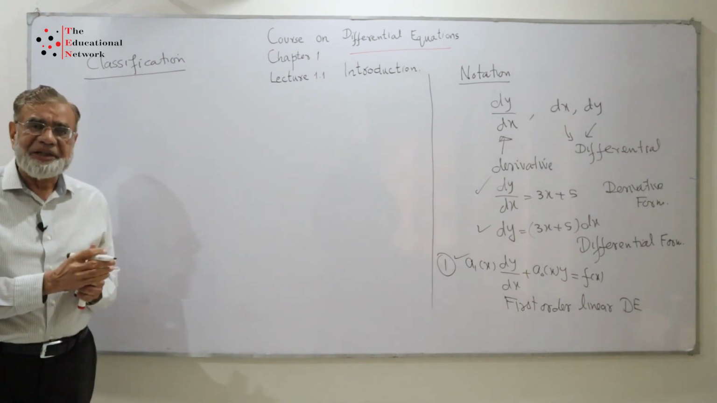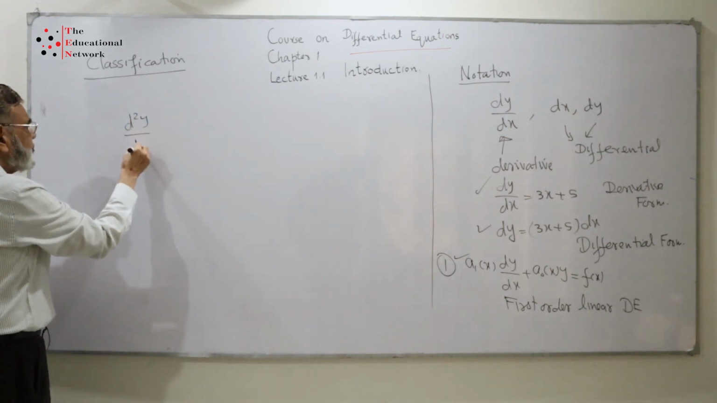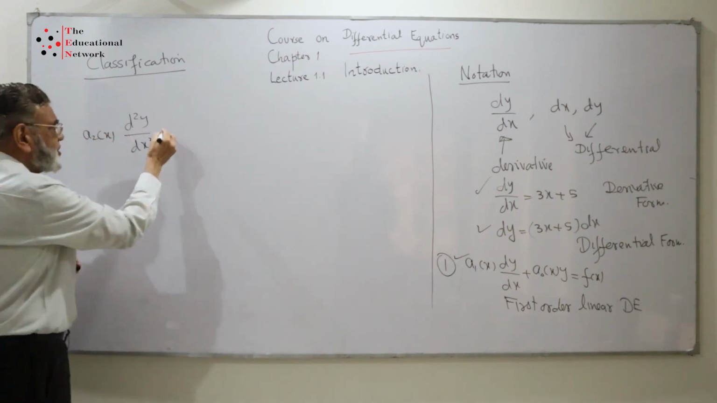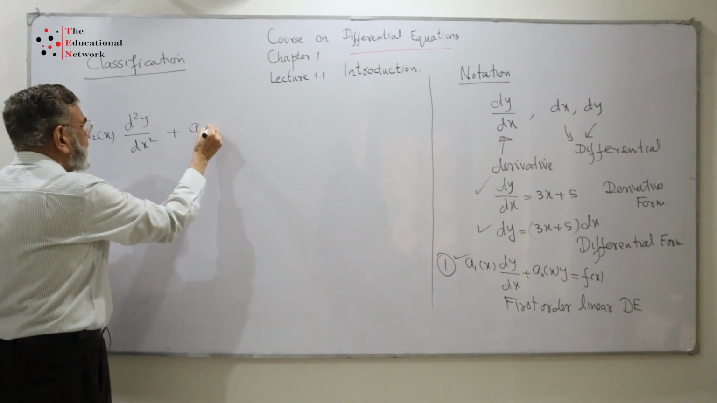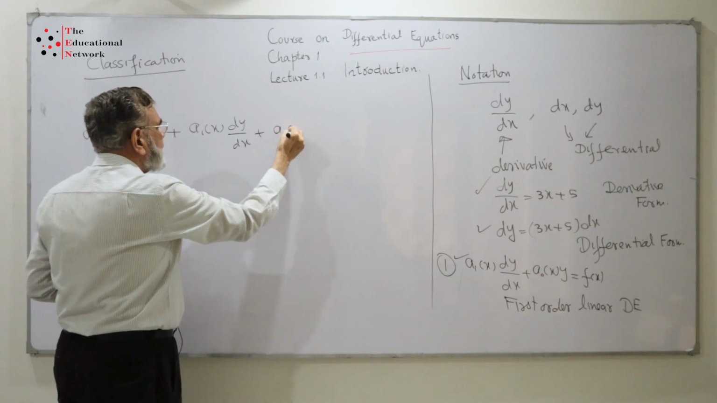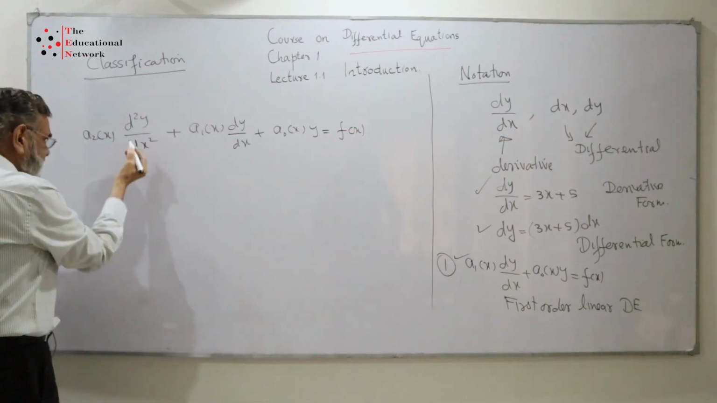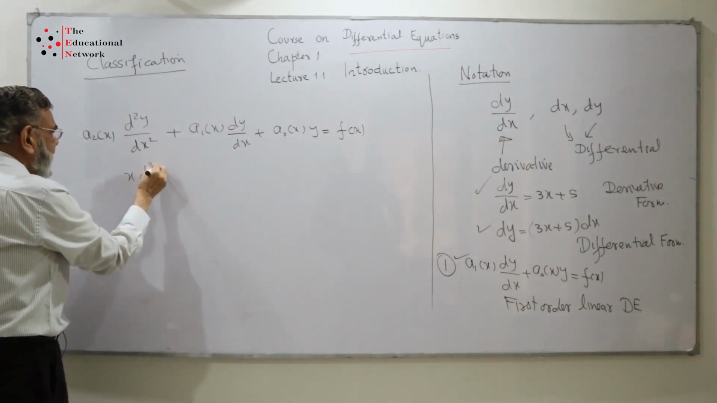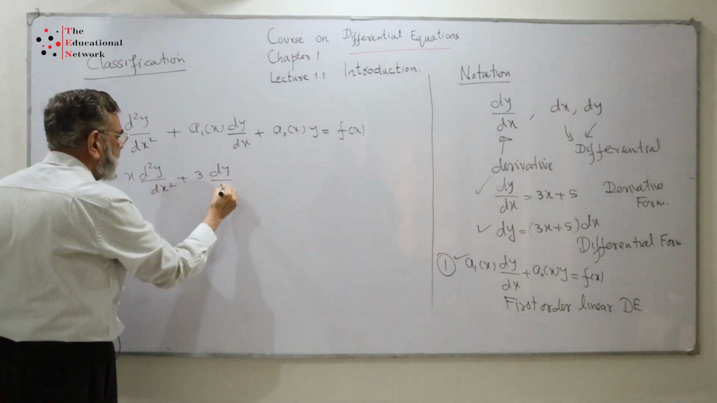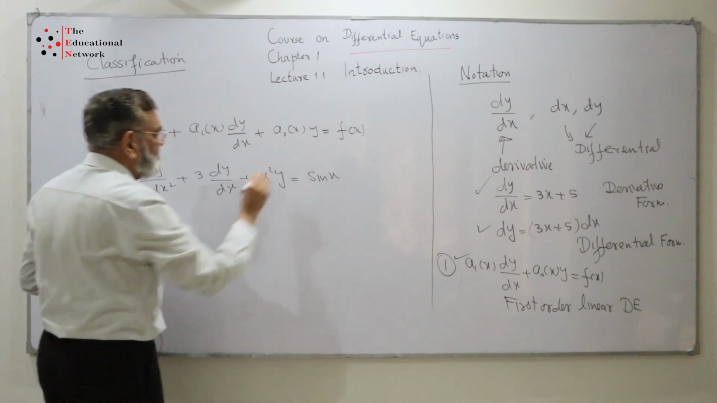I now write the general form of the second order differential equation. I have d2y by dx square, and I put a coefficient here, a2(x), which is any functional relationship or a constant. Now we have a1(x) into dy by dx, and a0(x) y equal to f(x), which is non-homogeneous. For example, I can write x d2y by dx square plus 3 dy by dx plus x square y is equal to sine x. So this is an example.